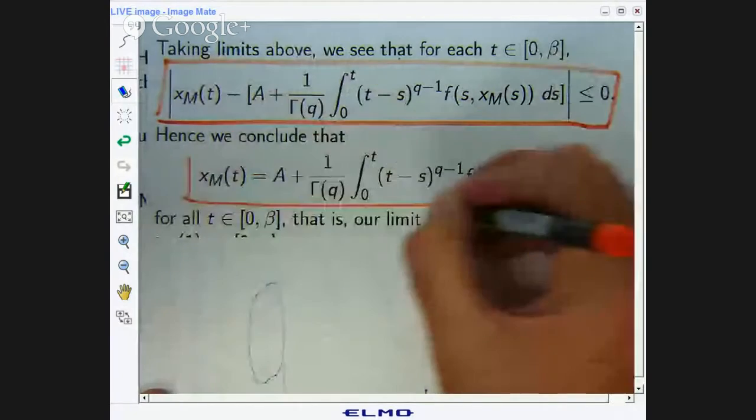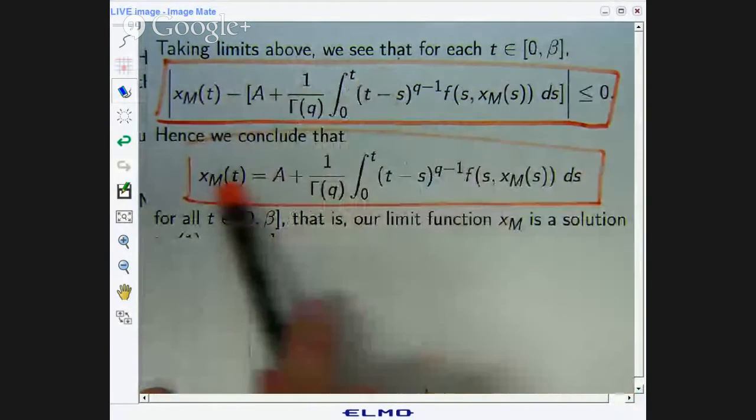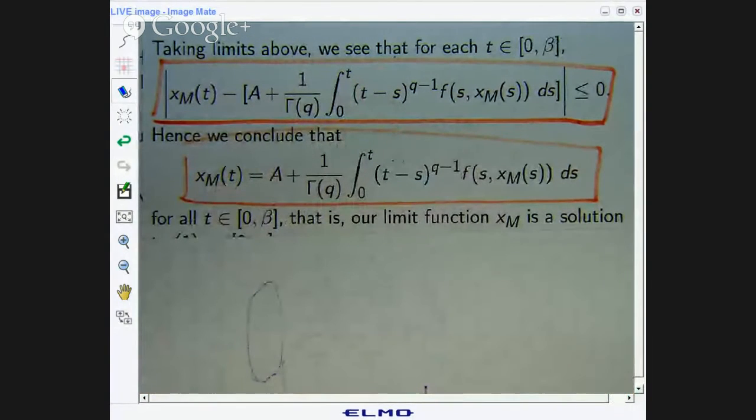So that means that this has to hold. So what does it mean? It means that this magical limit function satisfies our original problem 1. Whew. Okay. So the very last thing we need to do now is talk about the geometry, or where this x sub m sits. Is it really a maximal solution? And it is. Let's talk about that.